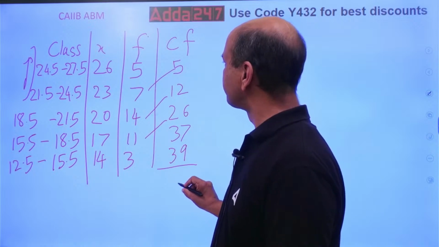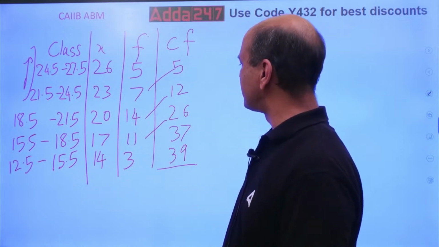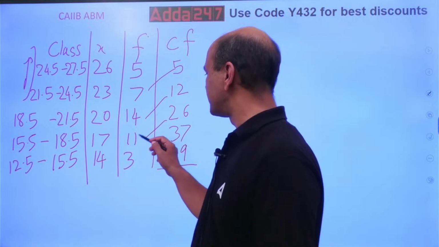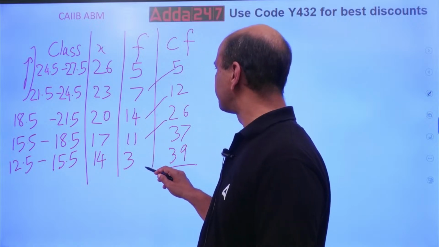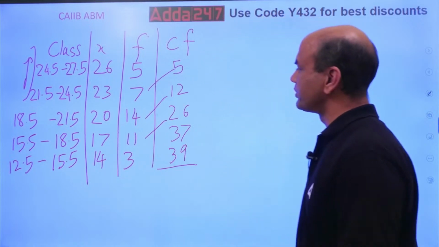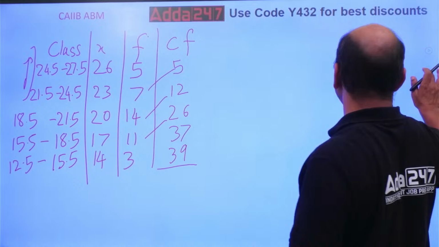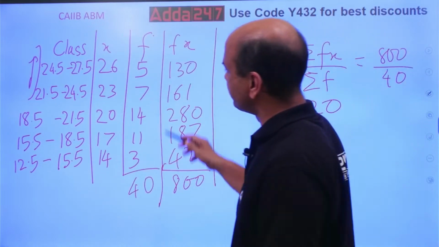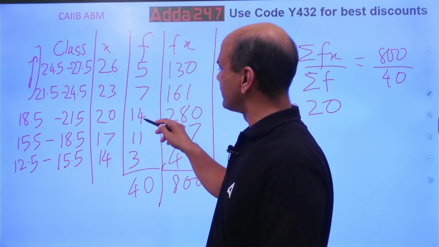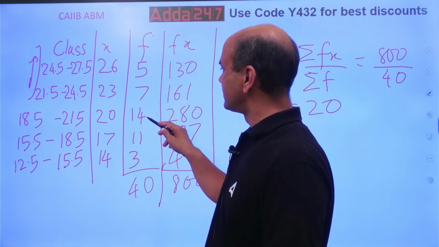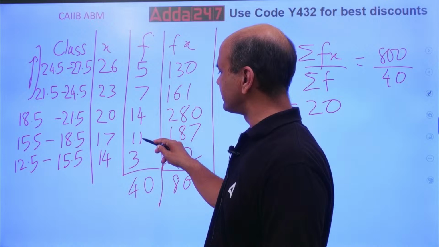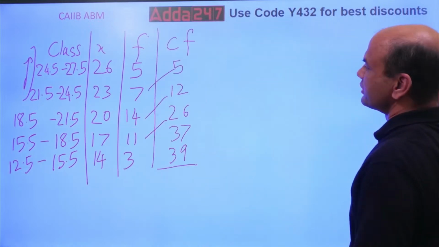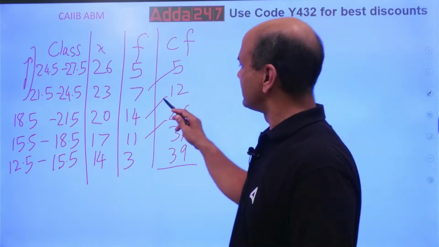39, okay? 5 plus 7, 12, 12, 26, 26, 27. It should be 40, no? I think it should be 40. We just now got 40, no? 40, isn't it? 5 plus 7, 12, 12, 26, 26, 27, 37, 40. Yeah, it should be 40. So here it should be 5. That's what I am saying.